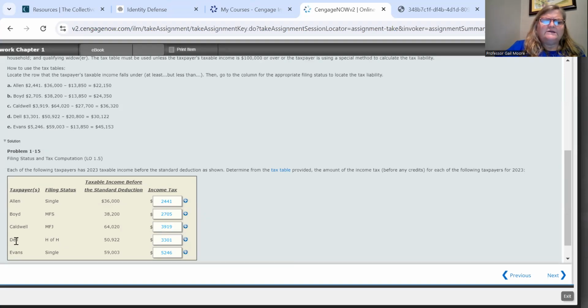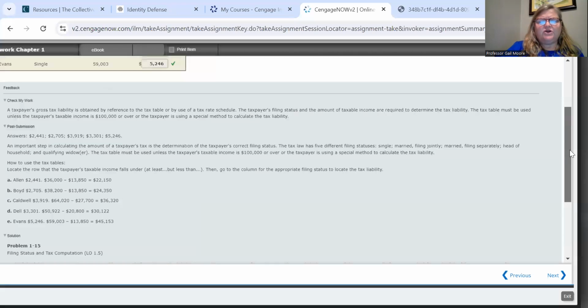And then here, Dell, he's head of household. Your head of household deduction is 20,800. So you have to take his 50,922 minus that 20,800, which gives you 30,122. Okay. And we're going to take that and look it up on the tax table. Evans, he's back to single. So we're going to have the 13,850. Look at his taxable income, 45,153, and put it in because he's single. Okay. So I just want to make sure that you know that.